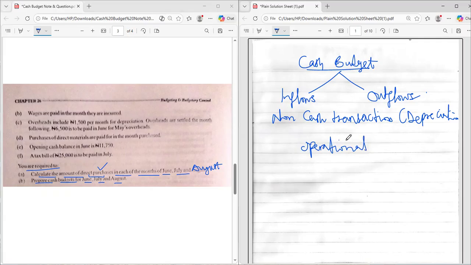Let's do both together. The reason why I'm putting in operational budget is because requirement one of these questions is talking about operational budget. What is an operational budget? Does anybody have an idea?